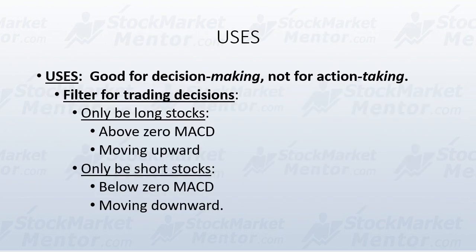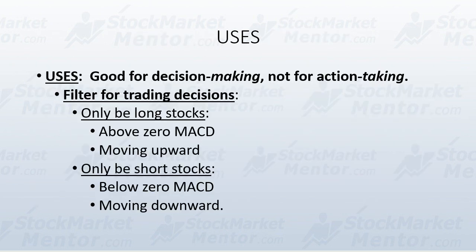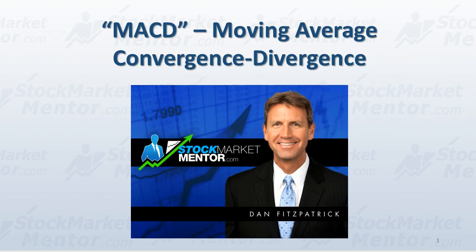So with that simple classification, here's how you can use it. Only be long stocks that are in the green here, that are above the 0 line and momentum is increasing. Only be short stocks if the MACD line is below the 0 line and it's moving downward. If you can stick with these simple rules and use these literally as parameters, like I will not be long stocks unless these parameters are met, or I won't be short stocks unless these parameters are met, then even though this is a lagging indicator, it will absolutely keep you out of trouble and keep you on the right side of the trend.